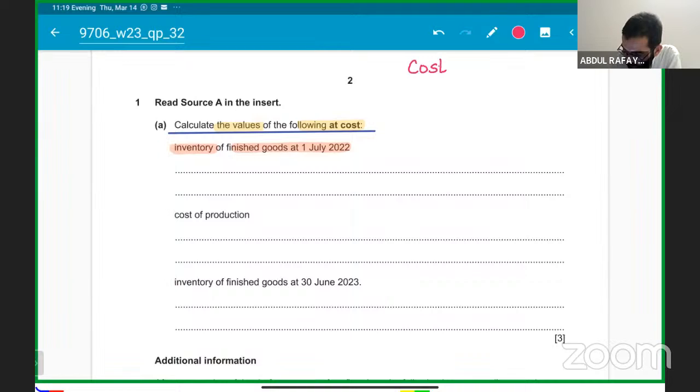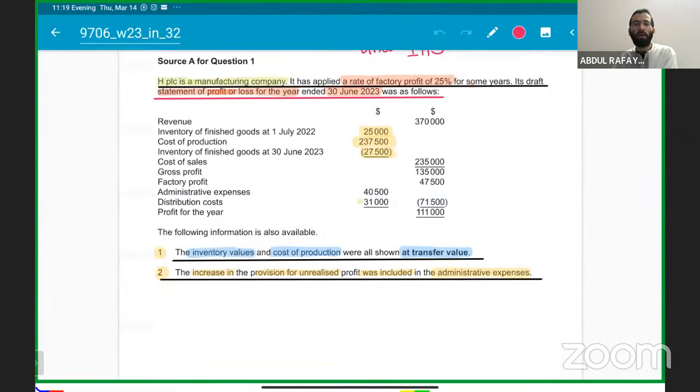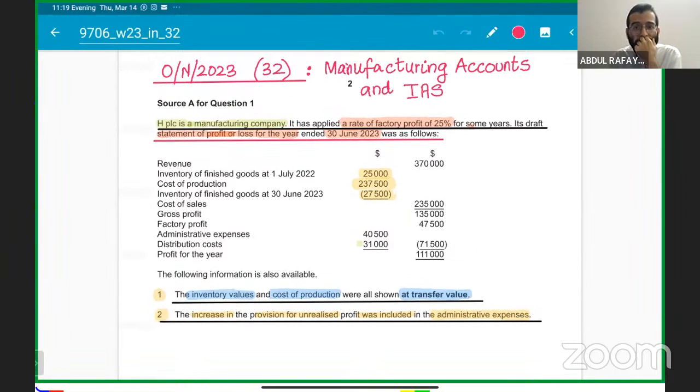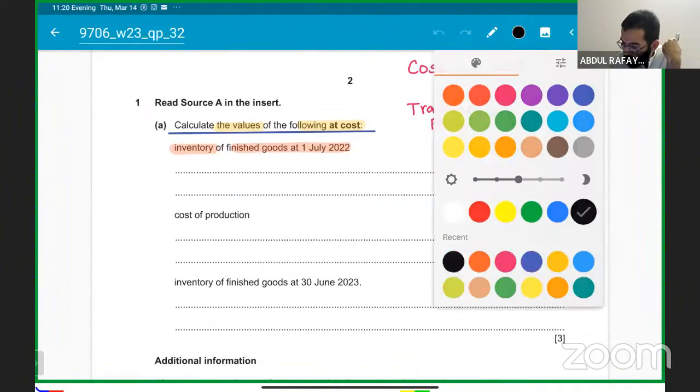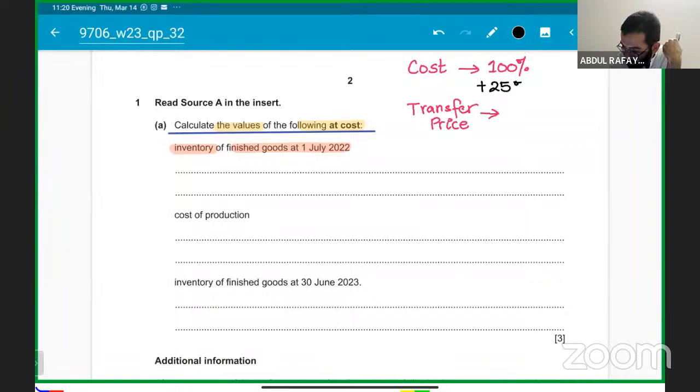Just remember the formula, understand. The cost will always be 100%, sir. Cost is 100%. Whatever the percentage of the factory profit is, you will add that and you will get the transfer price, students. That is already mentioned in the question, that the factory profit is 25%. So you have to just add 25% to it, and that is basically the transfer price, that is 125%.